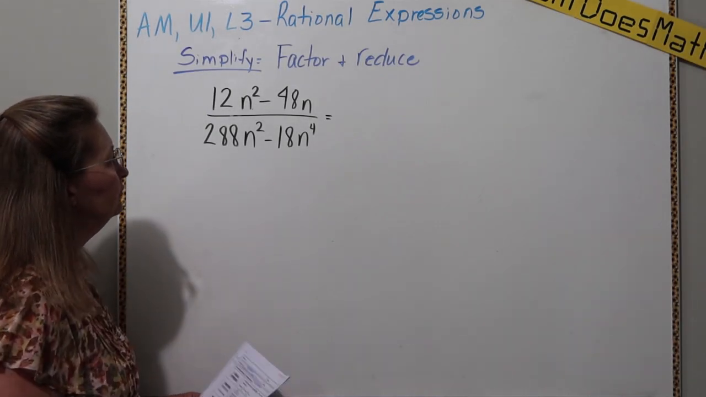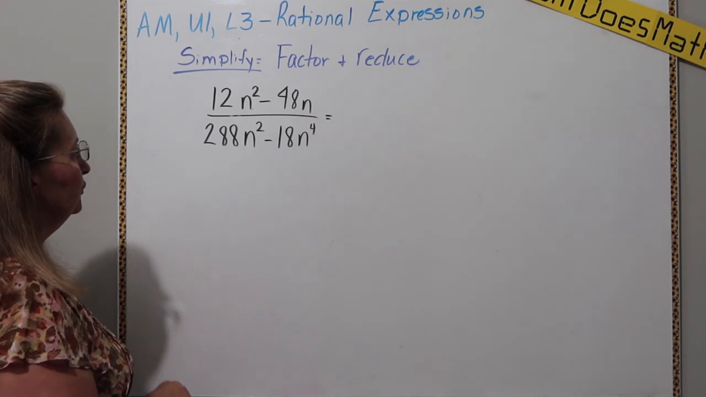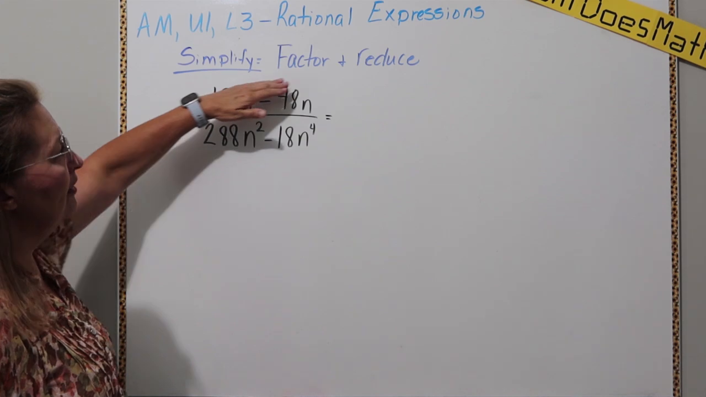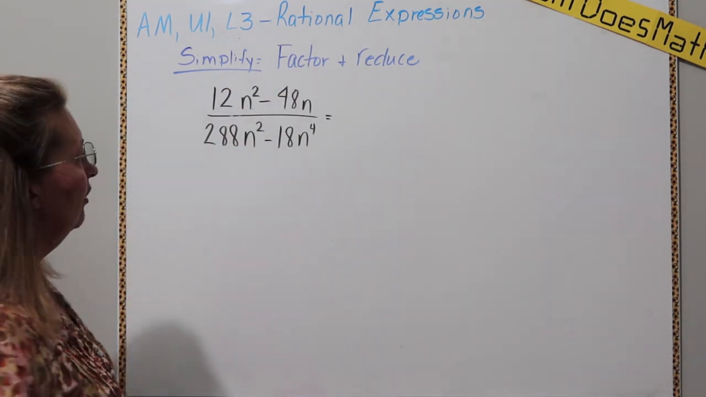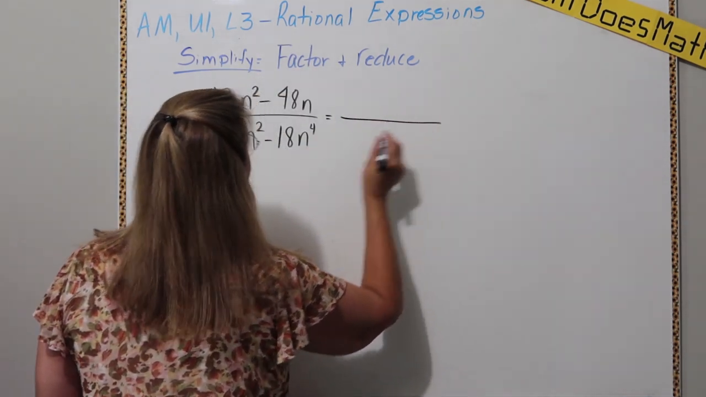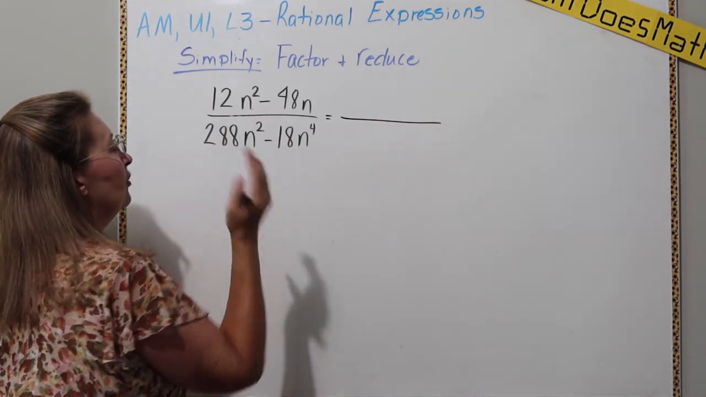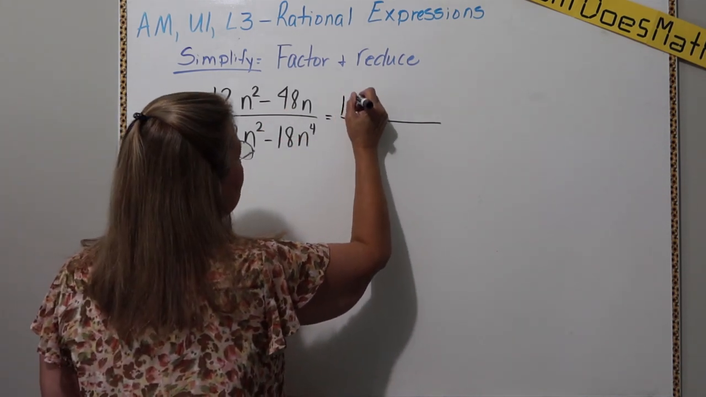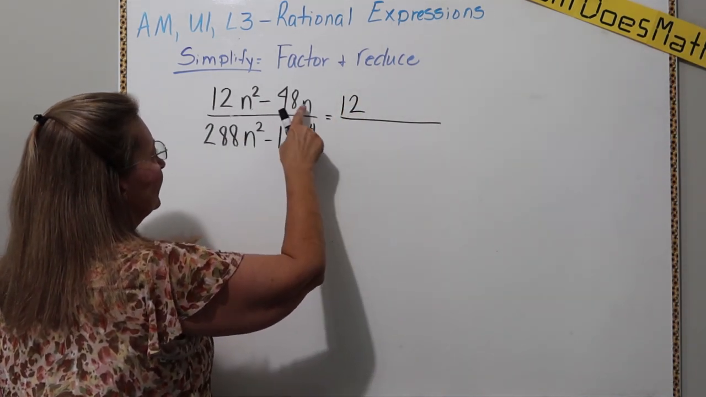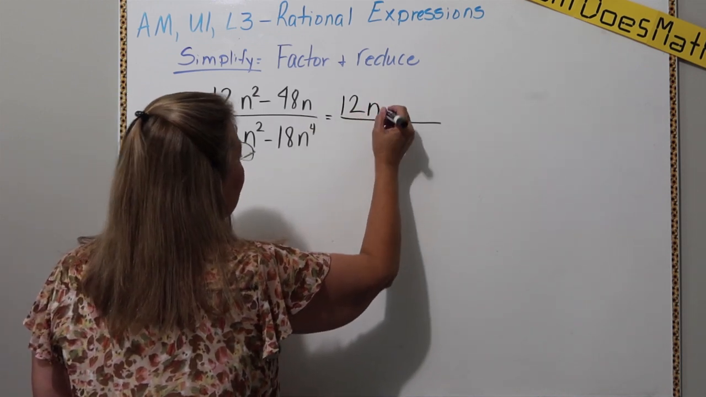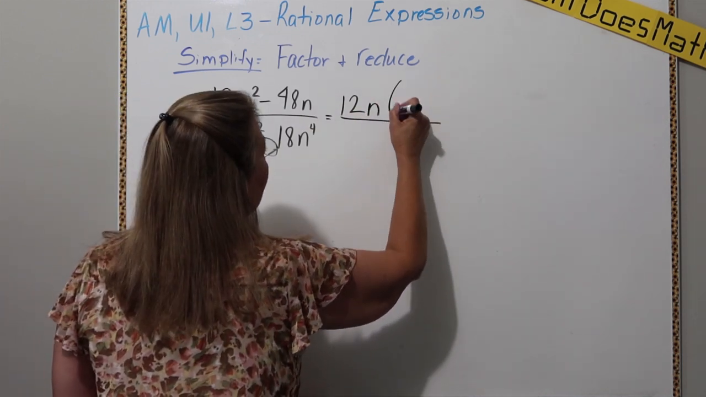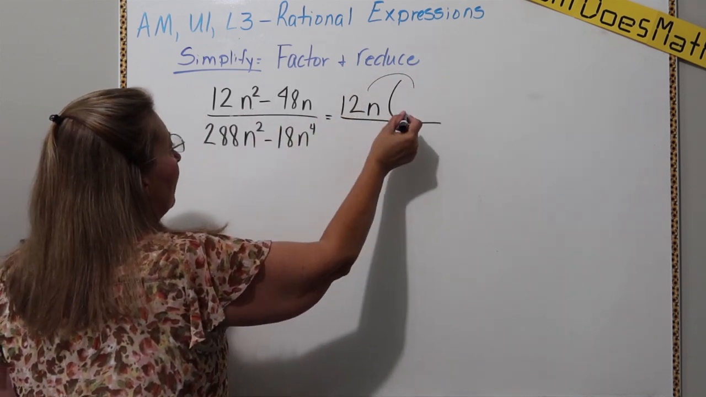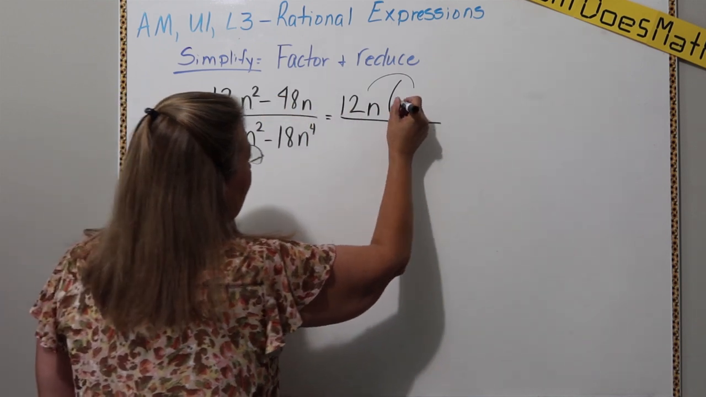Okay, example number 2, 12n to the second minus 48n over 288n squared minus 18n to the fourth. Since it says simplify, it automatically tells me that I've got to factor. All right, let's look at the numerator first. This is a binomial, so I'm looking for a greatest common factor first. What will go into 12 and 48? Obviously 12. Now I also have an n to the second and an n, so I can take the smallest exponent. All right, so now when I undistribute that, well, what if I wanted to multiply 12n times something to get this back? That would be n.